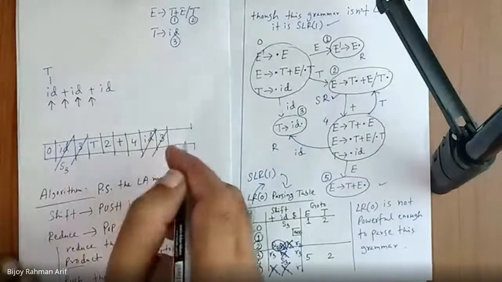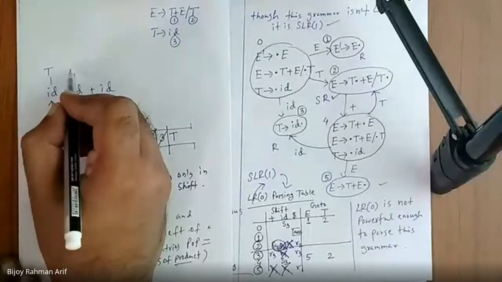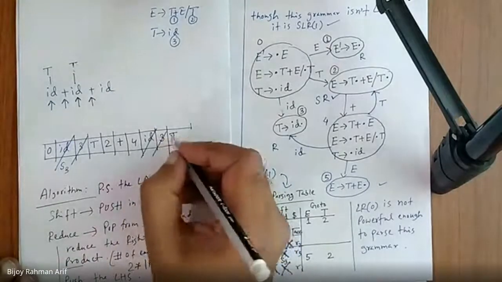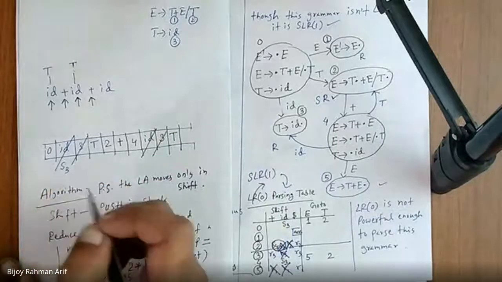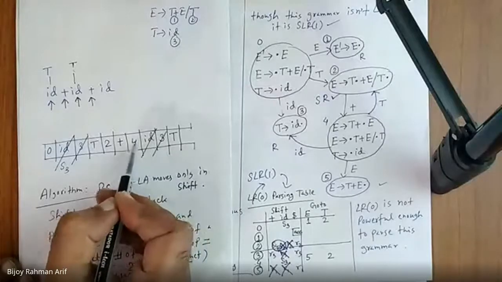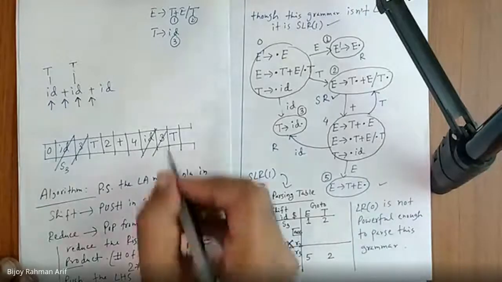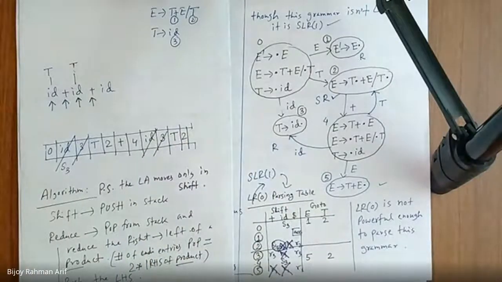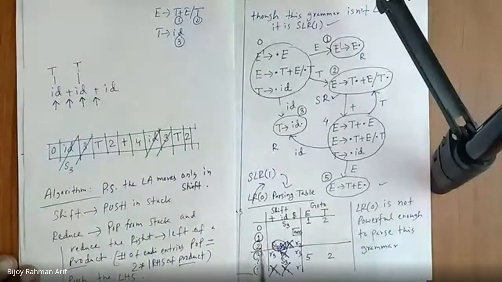So what am I going to push? T. So this ID is becoming T. Okay. Now what would be the new state? I'm going T back to 4. So 4 seeing T, where should I go? State 2. Now 2 seeing plus.